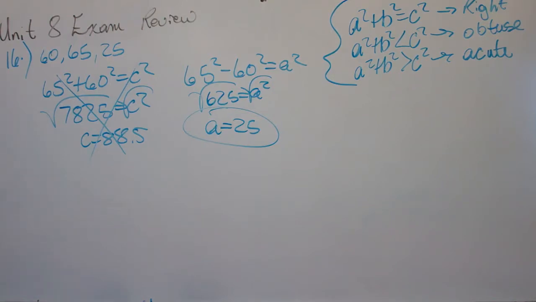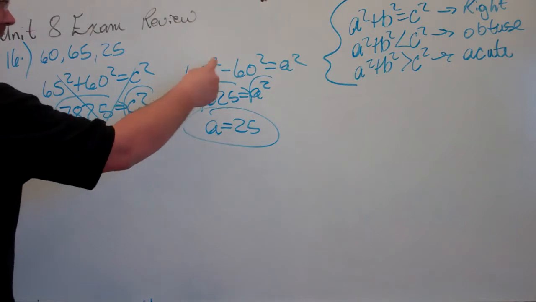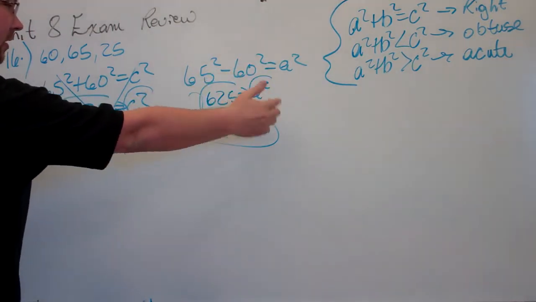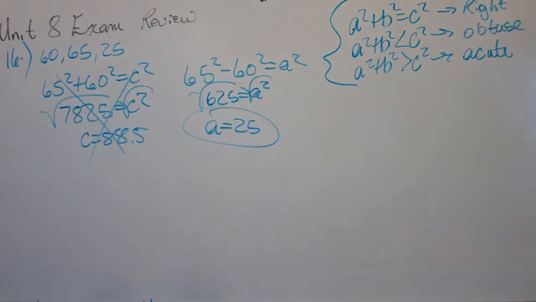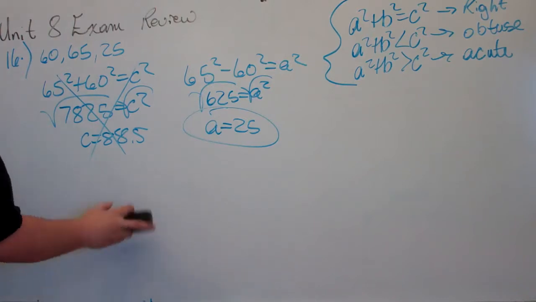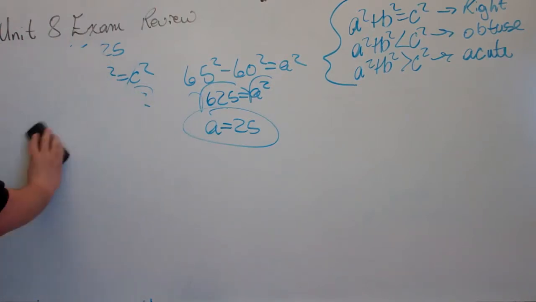Again, start by squaring them and adding them together. If that does not give you a whole number, take the largest number, square it, subtract the smaller number squared, take the square root, and that should give you the number. But remember, all three of these have to be a whole number.